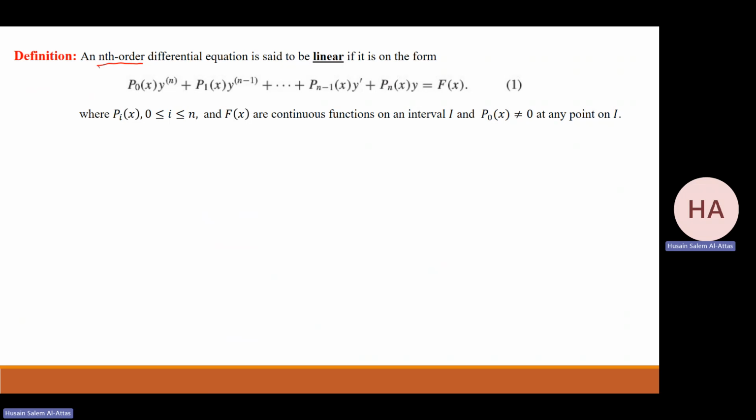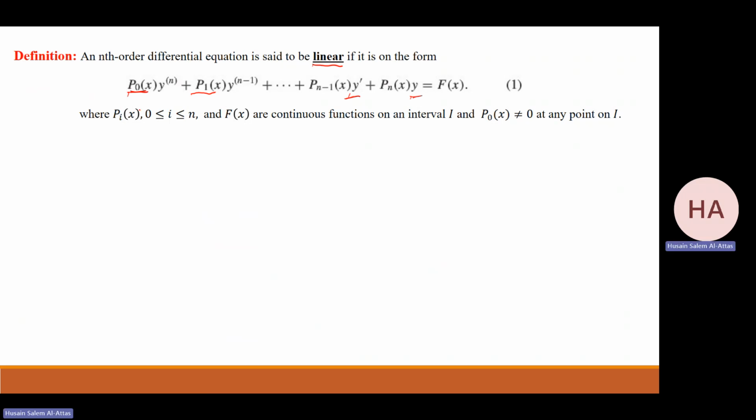Okay. So now let me define the main terminologies. We say an nth order differential equation is linear if it is in this form. I have a function of x times the nth derivative of y, a function of x times the (n minus 1)th derivative, and so on. Notice they don't have any product of y or y prime or y double prime, any of these derivatives times y squared, nothing like that.